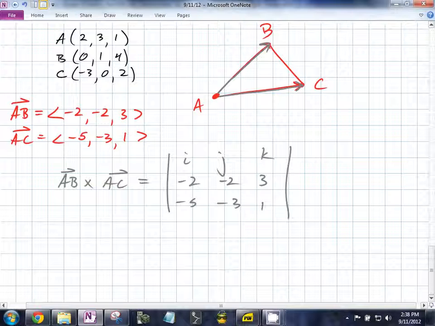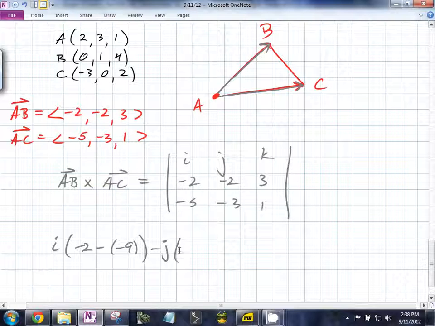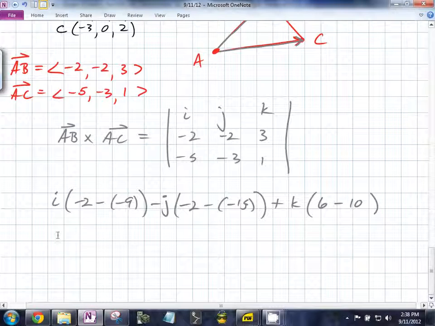So what do you end up with? i times negative 2 minus negative 9. Oh, not plus j, minus j times what? Negative 2 minus negative 15, plus k times 6 minus 10, I think it is. Is that correct? Yes, thanks. So what do you end up with? 7i plus what? Minus 13j, thank you, minus 4k. So we end up with a vector 7, negative 13, negative 4.